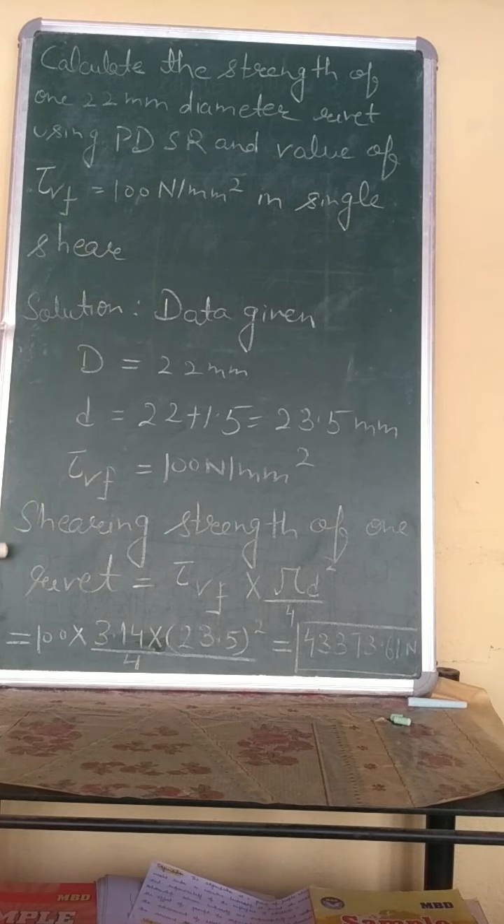If we have to calculate the value of double shear, we multiply this by number 2. 2 multiplied by this answer. Here we calculate the value of double shear. If we have to calculate the value of double shear, we put 2 into tau VF into pi d square over 4. So here is the solution of this equation.